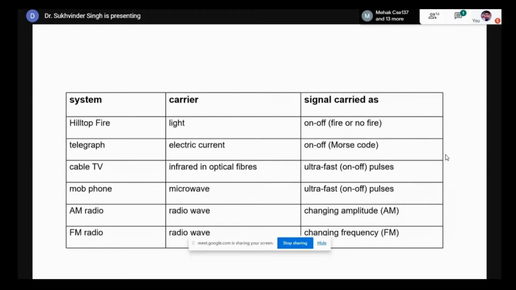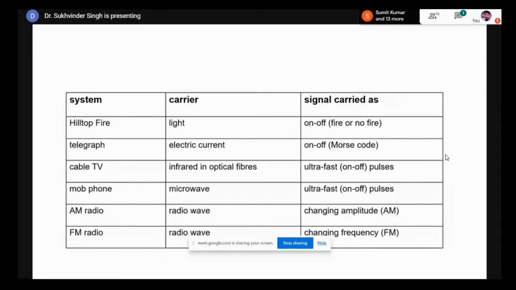In case of telegraph, what is the carrier which transmits the signal? That is electric current. And what type of signal is carried? The signal is on or off, that is in the form of some code, and that code is called Morse code. Cable TV carrier is the infrared in optical fibers.